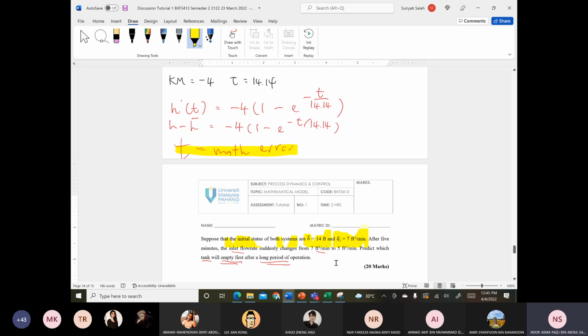Don't simply put math error. If you put math error, that means there is no justification. So why math error? You put the justification. When you put the time equal to a big value, the steady state value is not going to change. That just contributes to the math error.